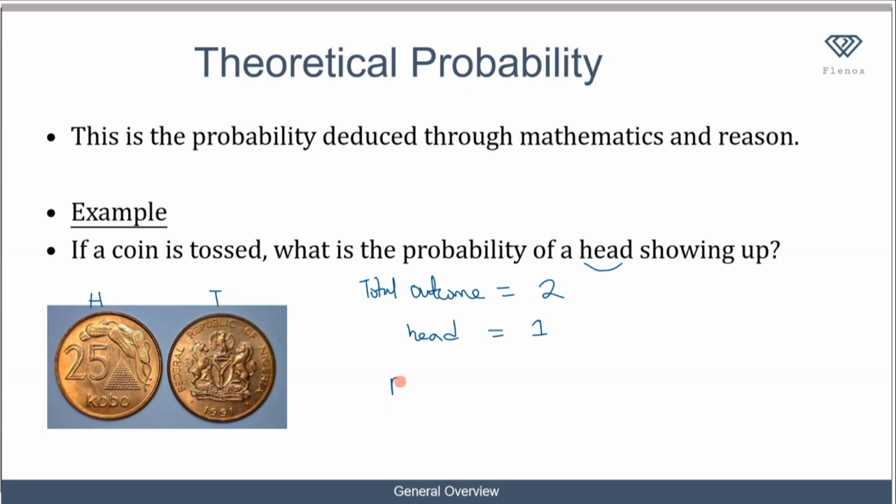So as we know, the probability of having the head is equal to the number of outcomes favorable to the head, which is found to be 1, over the total number of outcomes that are possible. And the total number of outcomes that are possible is 2, because you can have either the head or the tail. So the probability of the head occurring is 1 over 2, which is the same as 0.5. So this is the basic idea behind the theoretical probability, which we are using our reason to solve.